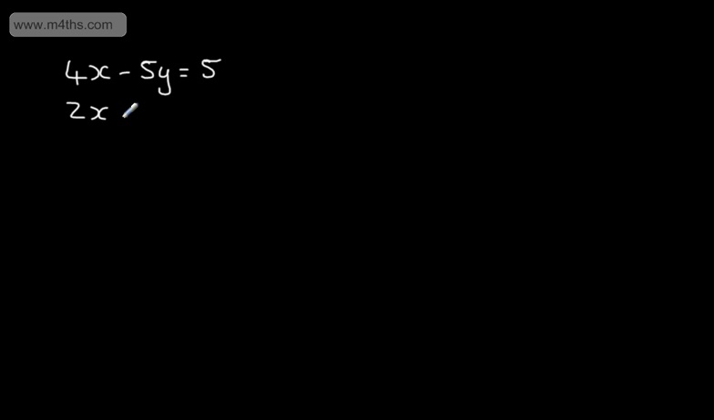So let's now have 2x minus 3y is equal to 2. So this is going to be equation 1 and this is going to be equation 2. With the method of elimination, we make either the x's the same or the y's the same. The easiest thing for me to do here is simply multiply equation 2 by 2. If I do that, I can make the x's the same.